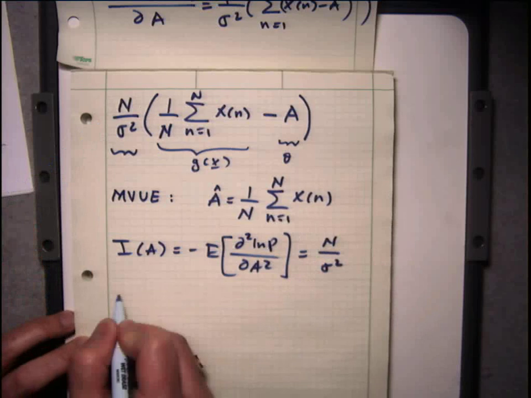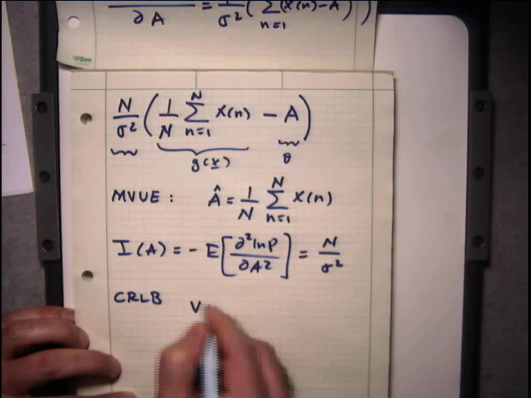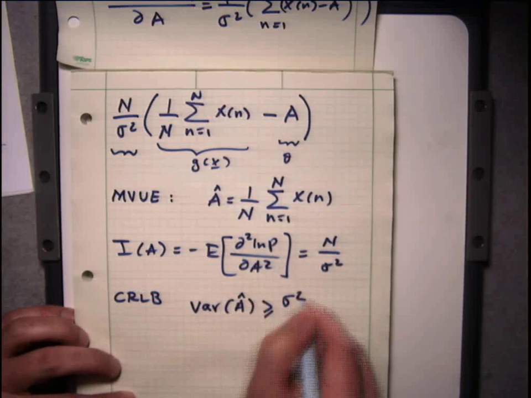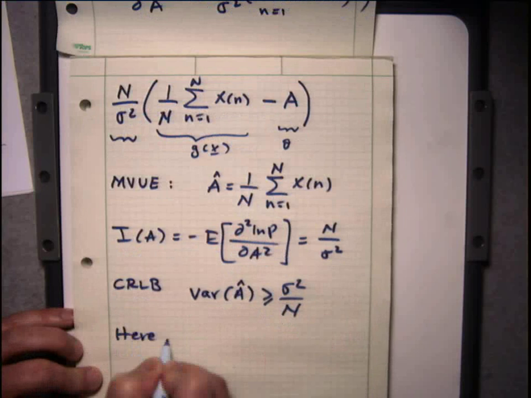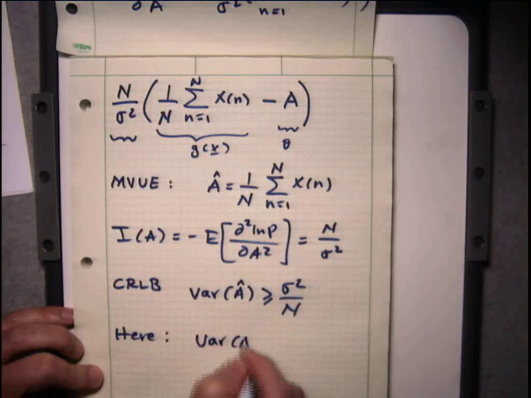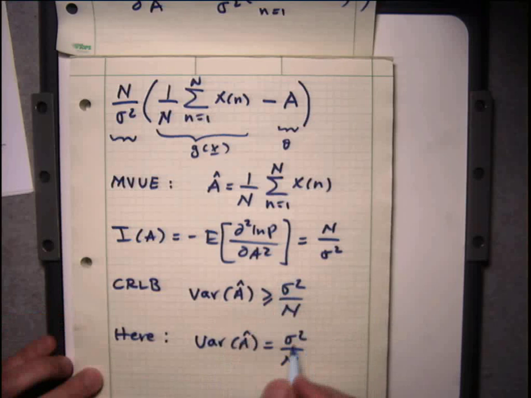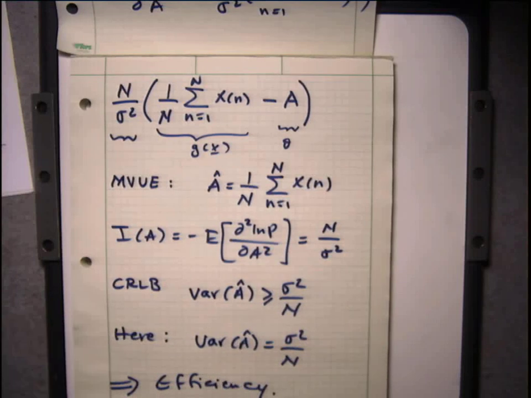Okay, so the Cramer-Rao lower bound, just in its generic form, would be the variance of a hat is bigger than or equal to sigma squared over n. But in this case, the variance of a hat is in fact equal to sigma squared divided by n. So what you've done is you've achieved this lower bound. Okay? So what that means is that this is an efficient estimator.